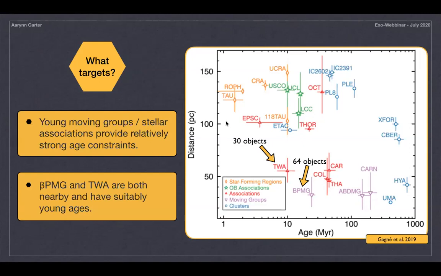Additionally, they occupy this really nice region of age parameter space where their ages are old enough that planet formation is largely ended and the planets are there, but young enough that they haven't sufficiently cooled. So they're quite self-luminous and we can still detect them easily.